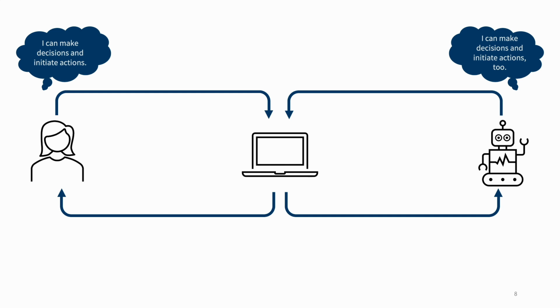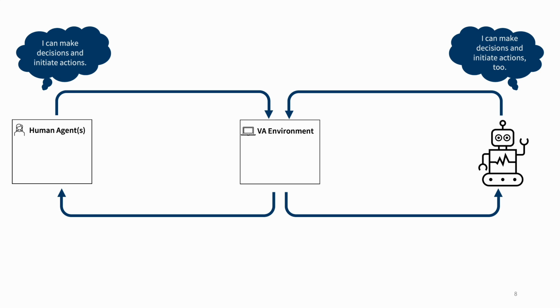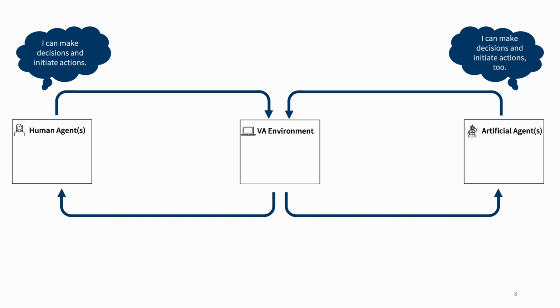So let's look at these three entities. First, we have the human agents who are able to make decisions and initiate actions. Second, we have the visual analytics environment. And third, we have artificial agents who can also make decisions and initiate actions. Human analysts may consist of people such as data analysts, decision makers, or domain experts. The visual analytic environment would be a set of objects, circumstances, and constraints by which the agents are surrounded. In the case of visual analytics, we can consider datasets, visual interfaces, and hyperparameters to be part of the environment. Finally, the artificial agents are the guidance engines, autonomous tasks, or models that contribute to the task at hand.